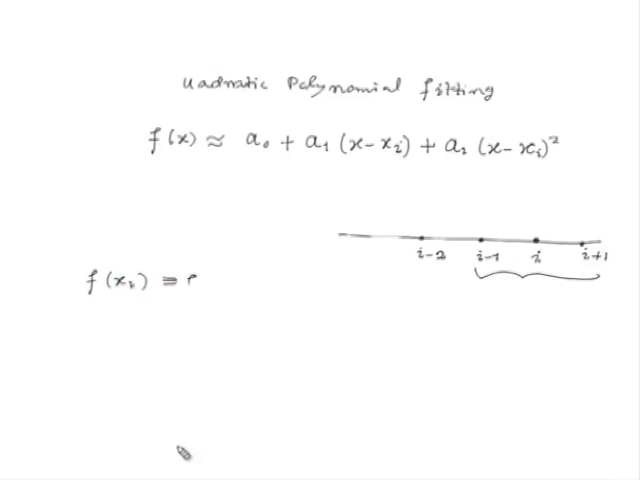That is our fi. This would simply be equal to a0, because remainder terms, if we substitute x is equal to xi, they vanish. So, this becomes our first equation. F at xi plus 1, what will this be?